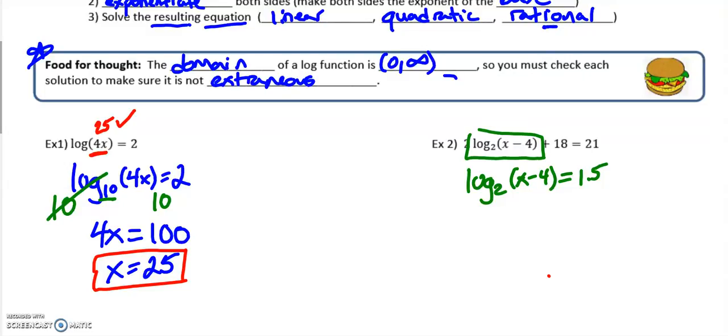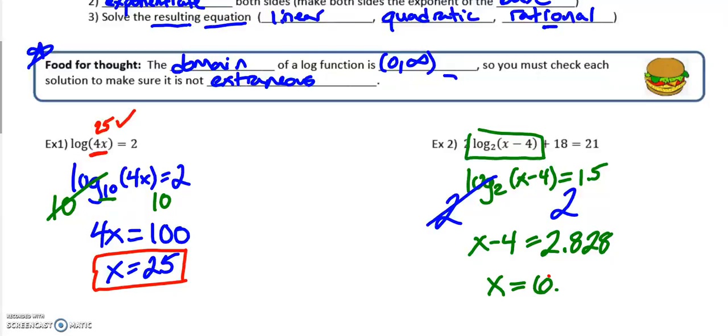And then I need to exponentiate. Since my base is 2, I'm going to make each side a power of 2, because 2 to the log base 2 goes away, and I'm left with just x minus 4 on the left-hand side. And then on the right-hand side, if I do a little bit of math, I know that 2 to the 1.5 power is 2.828, approximately. And then just solve, add 4 to both sides, so x equals 6.828. And that's my answer.